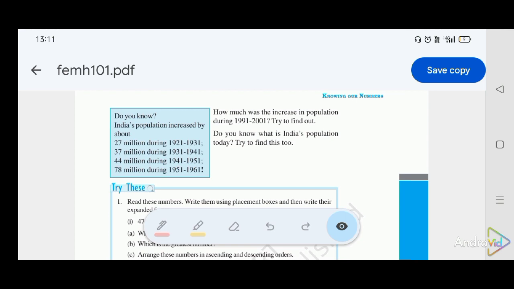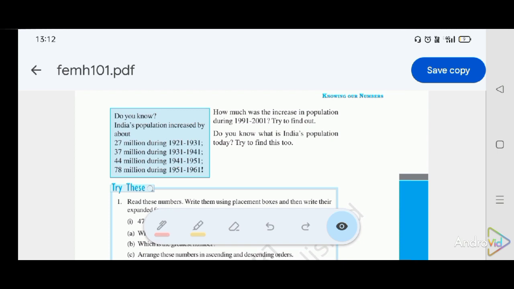Do you know India's population increased by about 27 million during 1921 to 1931? 37 million, 44 million, and 17 million. How much was the increase in population during 1991 to 2001? Try to find out. Do you know what is India's population today? Try to find this too.